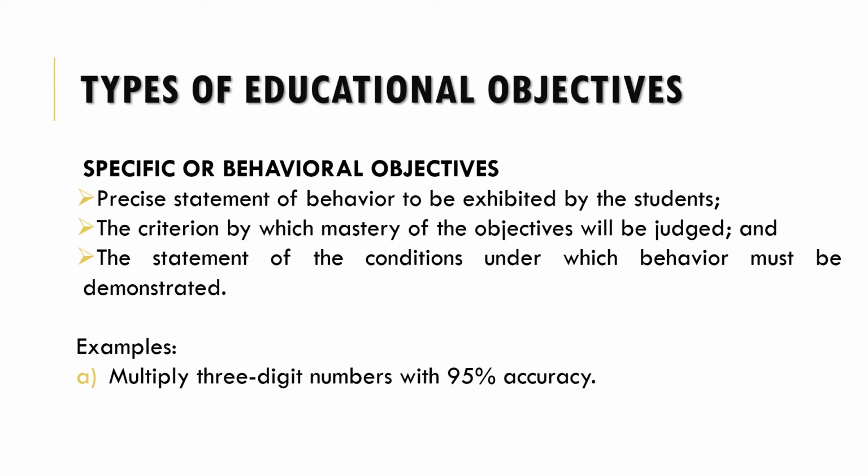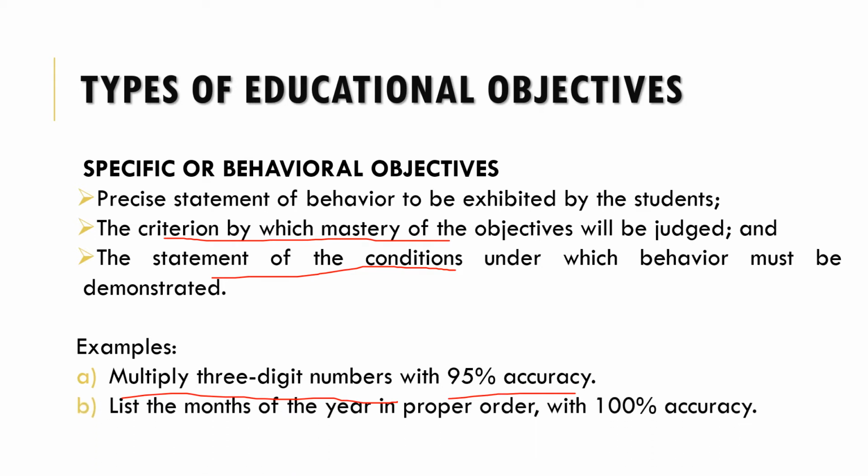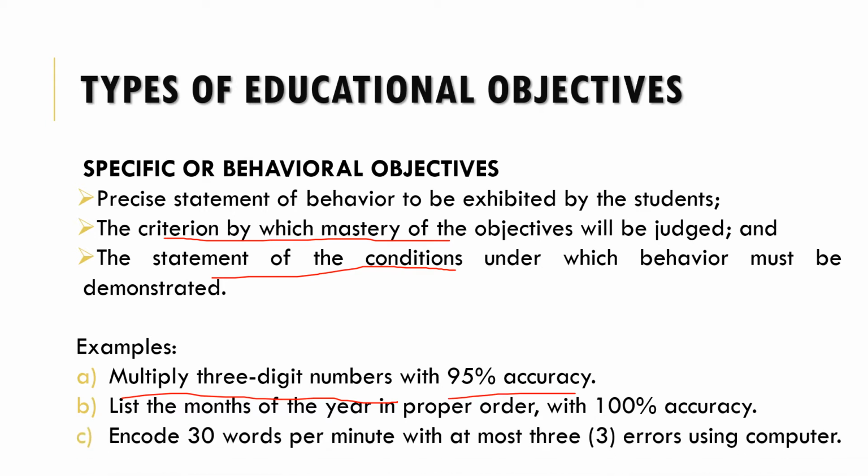Take note that that is a precise statement of behavior to be exhibited by the students. And take note, the criterion by which mastery of the objectives will be judged, 95%. And then yung condition, okay, multiply three-digit numbers under which behavior must be demonstrated. Another example, list the months of the year in proper order with 100% accuracy. The last example I think we have is to encode 30 words per minute with at most 3 errors using computer. So that is our specific or behavioral objectives.